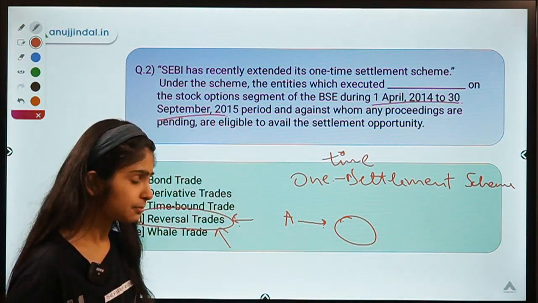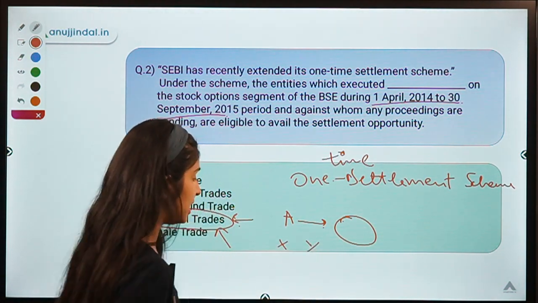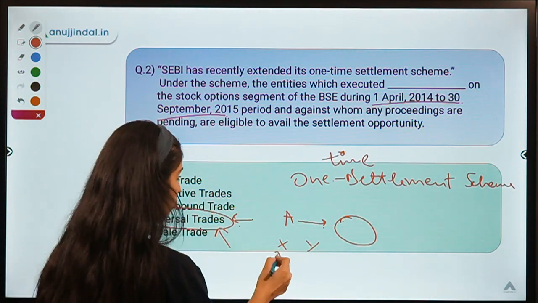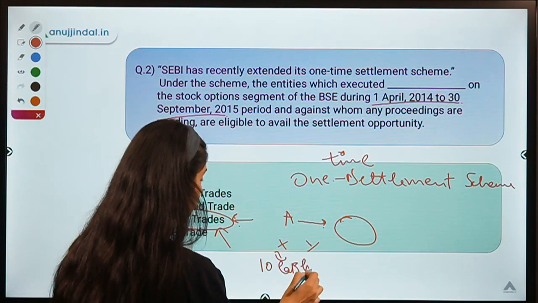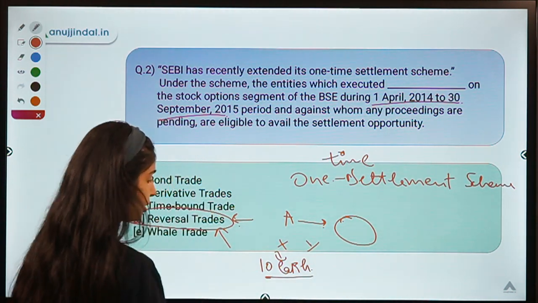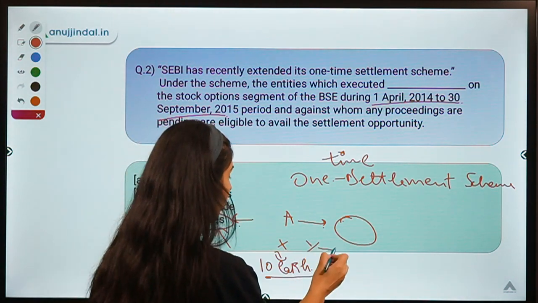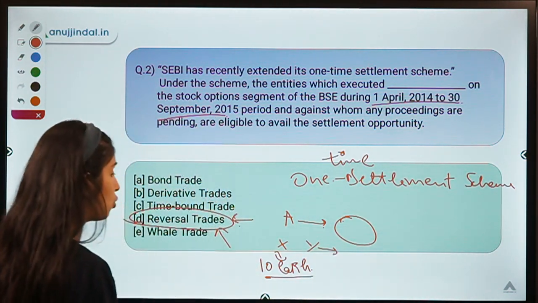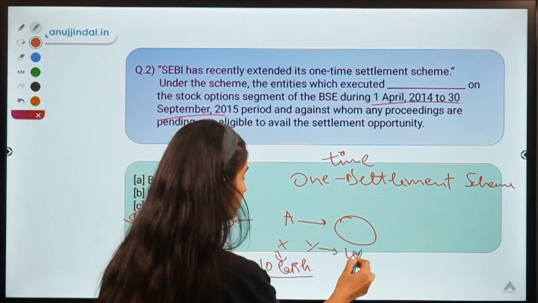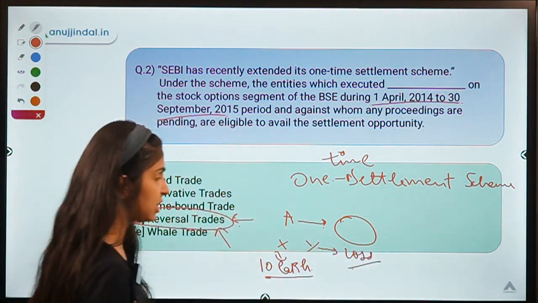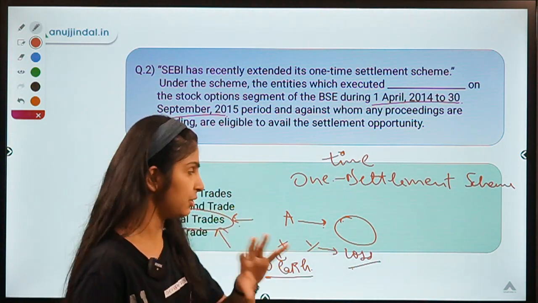So let's say there are two people, X and Y. X has got some amount of 10 lakh, which is unaccounted for. So basically, this is the black money which X has. Now, Y wants to show some loss in his income statement so that the taxable income is reduced.